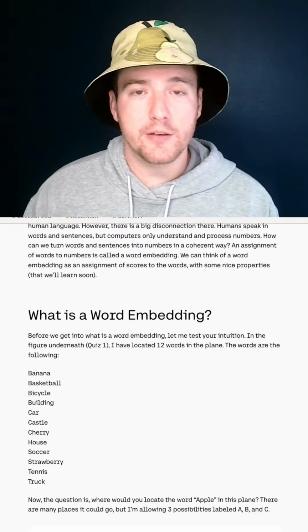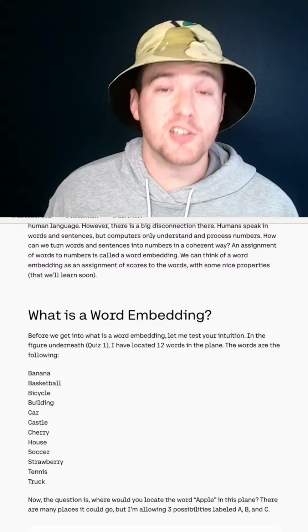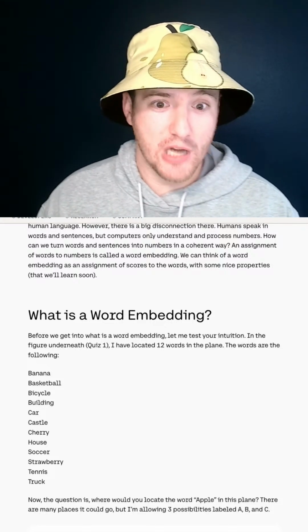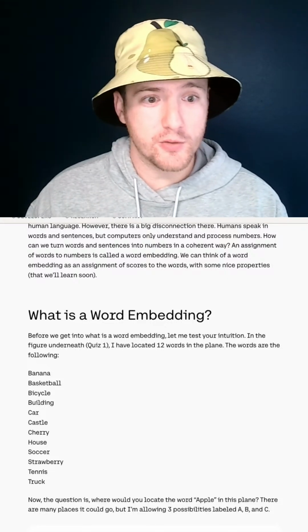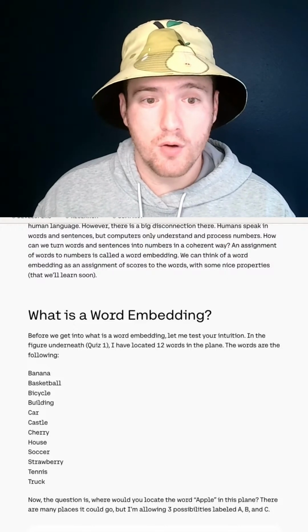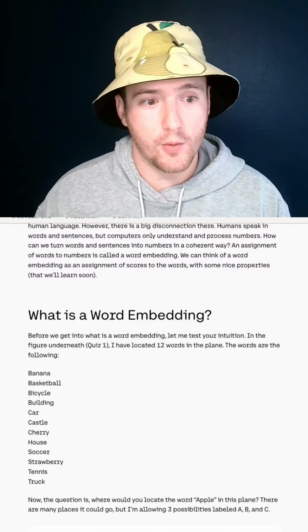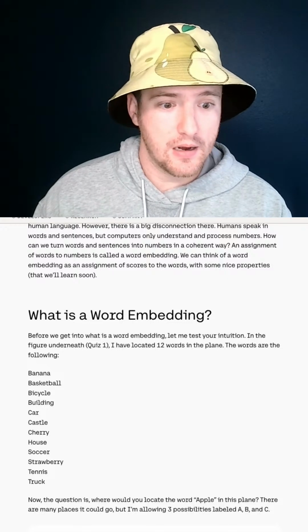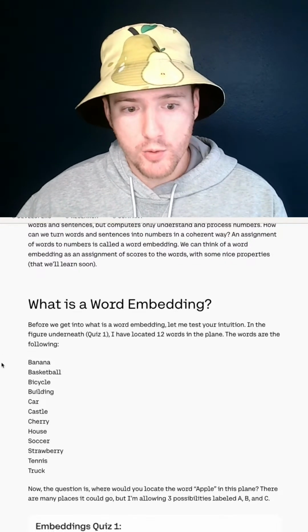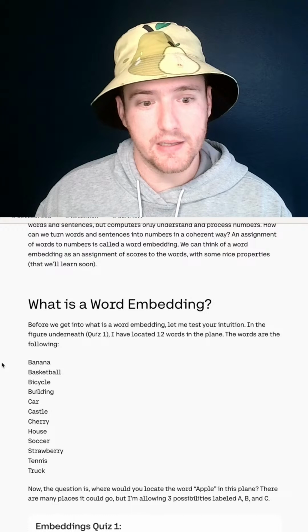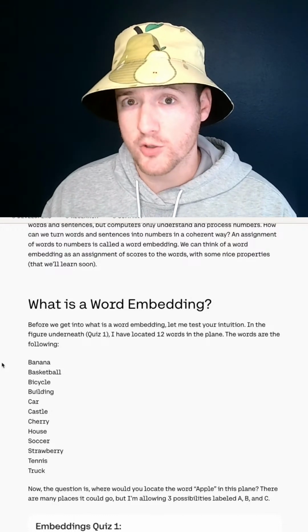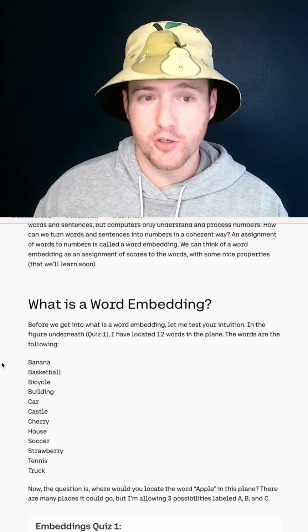Before we get into what a word embedding is, let me test your intuition, says chapter 1. In the figure underneath, quiz 1, they have located 12 words in the plane. The words are the following. I'm not going to read these words out. But the question is, where would you put the word apple in this plane? They use the word locate. It's a little different, right? Because you're not putting it anywhere. You're actually trying to find it.